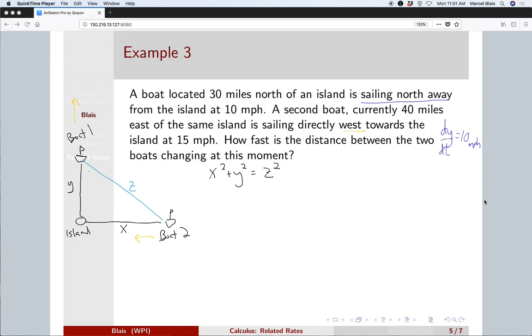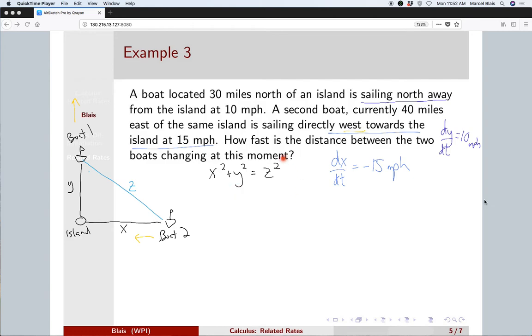So what we have for x, we have dx/dt in our convention would be minus 15 miles per hour, as it's actually getting closer to the island, going in the negative x direction. And the question, how fast is the distance between the 2 boats changing, that is a question of how this z is changing, dz/dt.